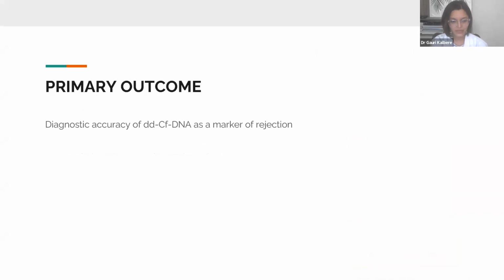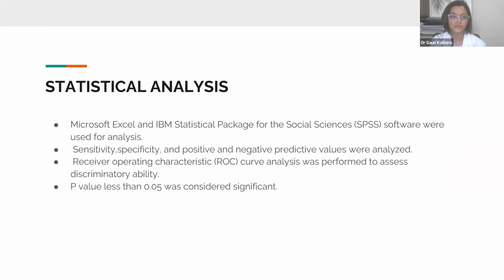What was the primary outcome of our study? The diagnostic accuracy of donor-derived cell-free DNA as a marker of rejection was studied. That was our primary aim, just to find out whether it is or isn't a marker of rejection. For statistical analysis, the Statistical Package for the Social Sciences, SPSS software, was used. Sensitivity, specificity, and positive and negative predictive values were analyzed. Receiver operating characteristic analysis was performed to assess the discriminatory ability, which is the most important thing we will do. A P-value less than 0.05 was considered significant.